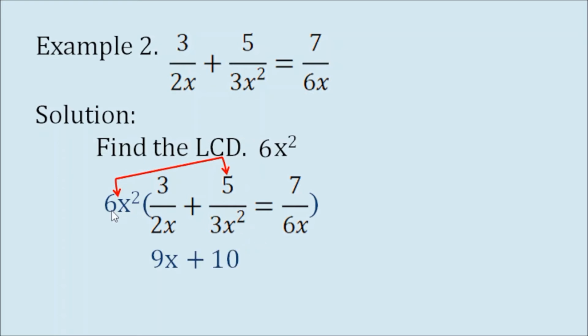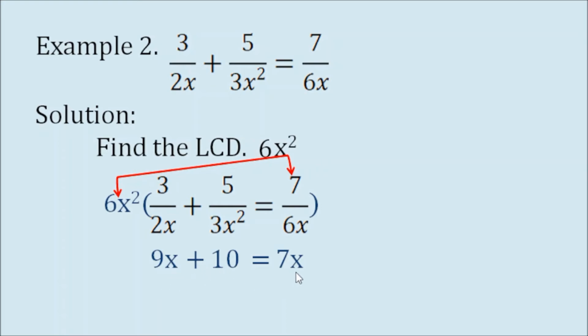Now 6x squared times 5 over 3x squared equals 10. Why? Because 6x squared divided by 3x squared is 2, and 2 times 5 is 10. Now 6x squared times 7 over 6x equals 7x. Why? Because 6x squared divided by 6x is just an x, then x times 7 is 7x. Now we have 9x plus 10 equals 7x.